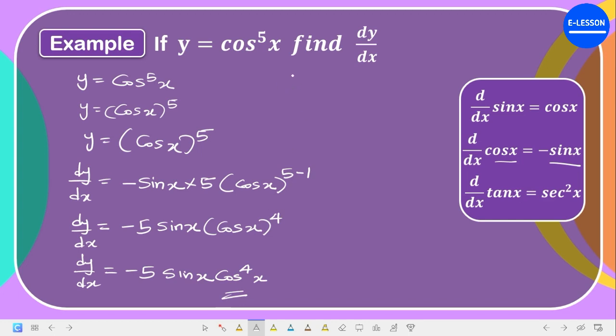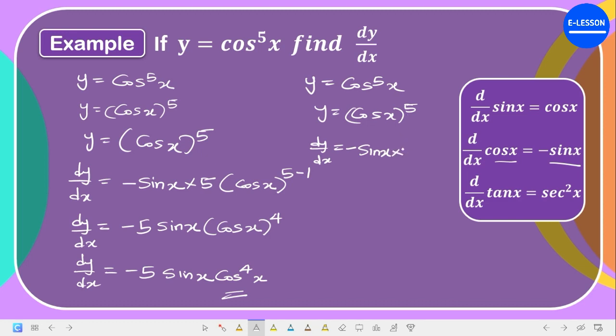I said if you have y equals cos 5x, it can be written as y equals cos x raised to the power of 5. According to the shortcut formula, your dy/dx would be equal to: differentiate what is in the bracket first, multiplied by the power, write what is in the bracket again, then subtract 1 from the power. And this gives us minus, if you differentiate what is in the bracket, cos x is what? Minus sin x. So you have minus sin x.